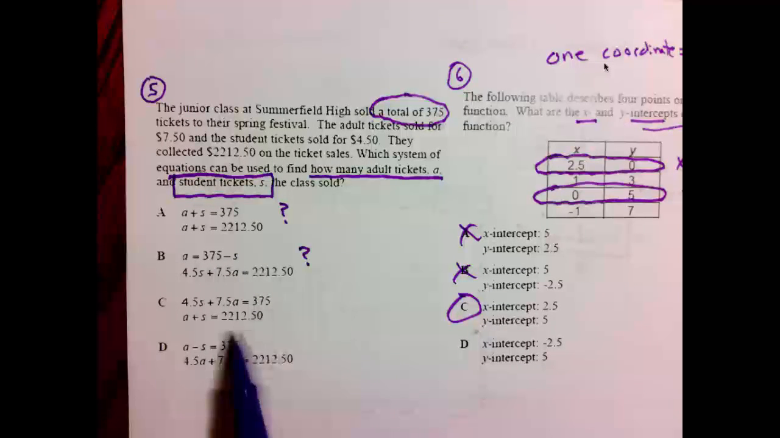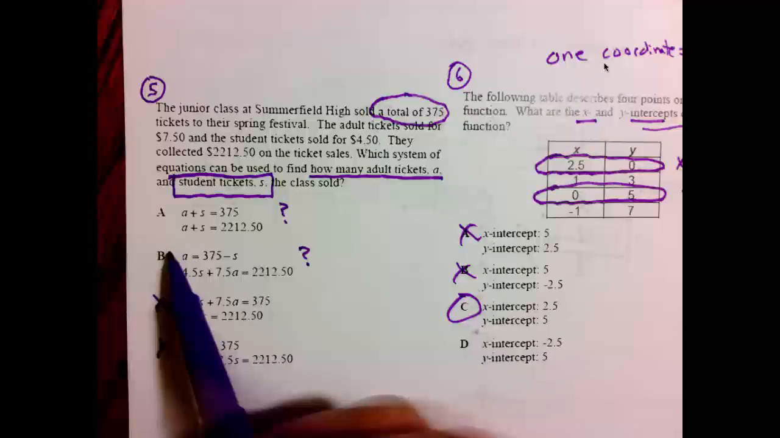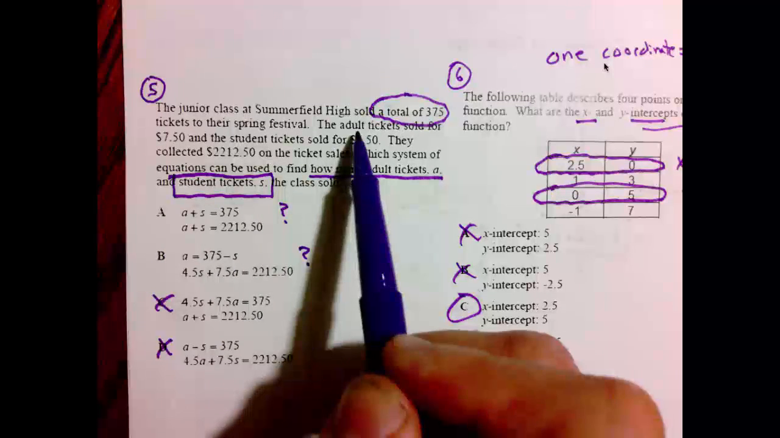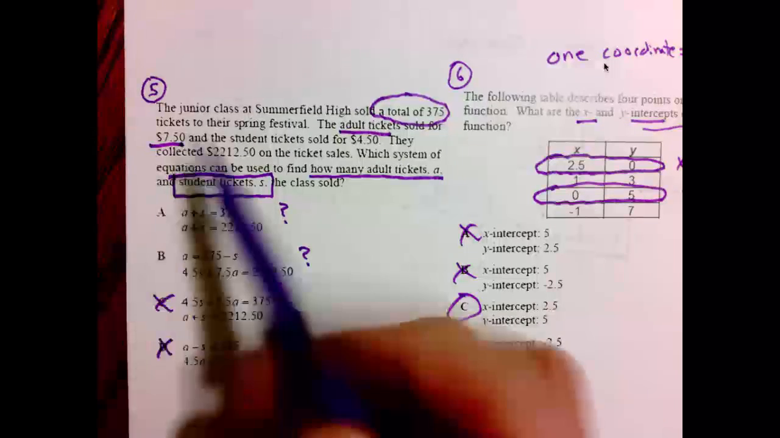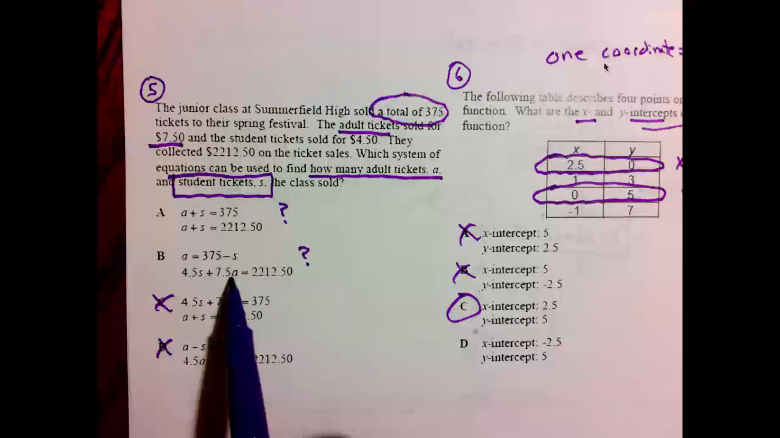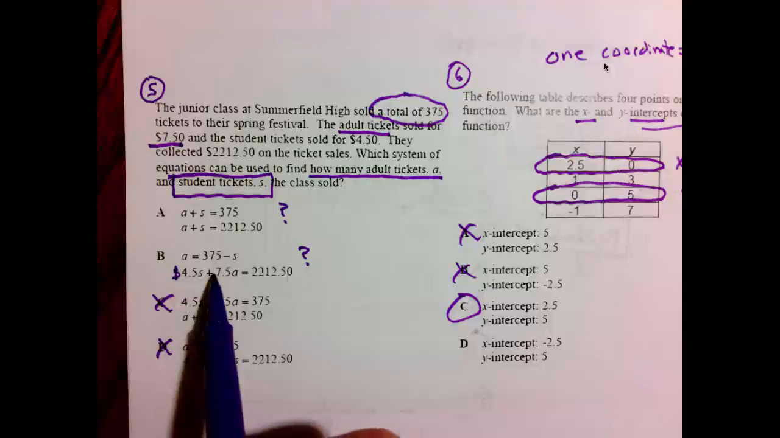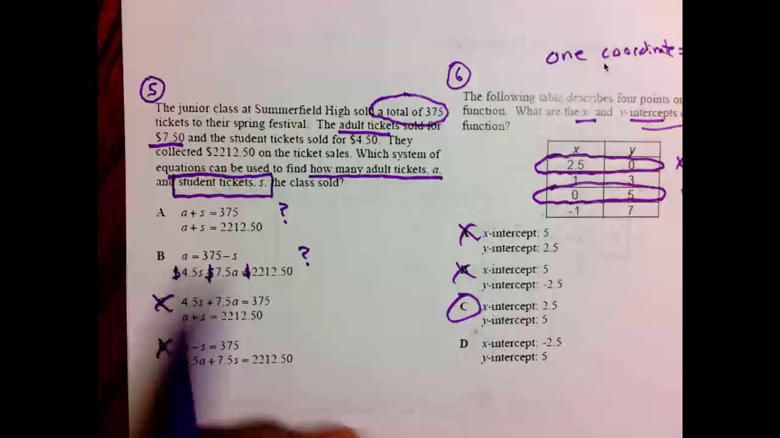B is a possibility. This one sums to 2250. That's not possible. If we subtract them, it's not 375 the sum of. So it's either A or B currently. All right. Adult tickets are 750. We want 750 times adult tickets. And it needs to get to this amount. Again, we see this is the money equation. 450 is money. 750 is money. 2250 is money. Money, money, money. B is indeed correct.